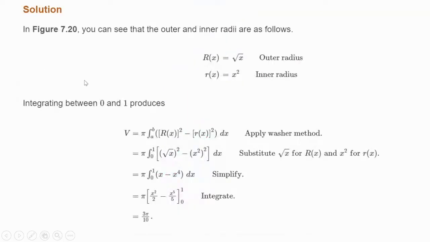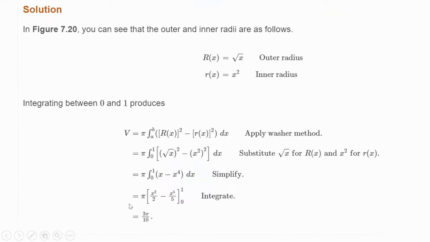Okay, so here we go. The outer radius is the square root of x, because it's furthest away from the axis of revolution. The inner radius, little r of x, is x squared. I'm going to integrate this between 0 and 1. So the volume is equal to pi times the integral from 0 to 1 of the outer radius whole squared minus the inner radius whole squared dx, because this is the washer method. This is the formula that we've learned, and this is what we're going to apply.